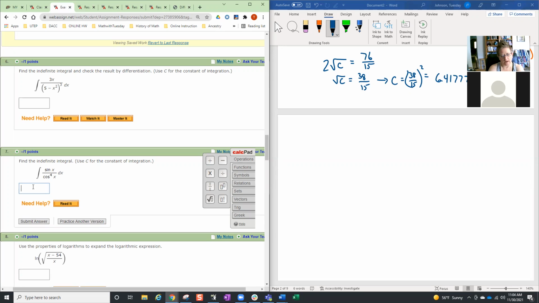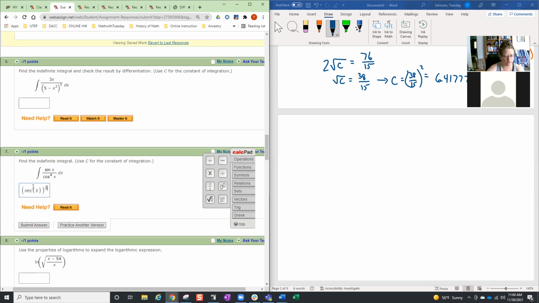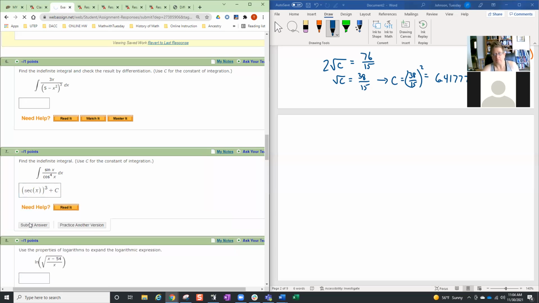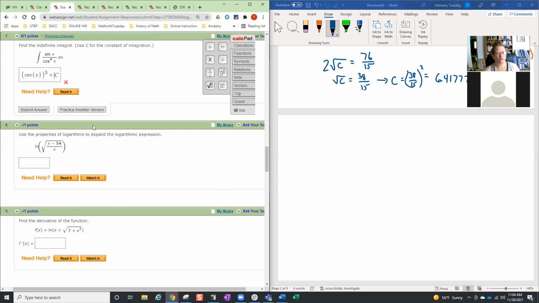So we will have secant. Oh yeah, that won't work. Maybe. Secant of x to the 3rd plus c. All right, I'd have to work it out. That's a good guess though. I don't hate it. I don't hate it at all.